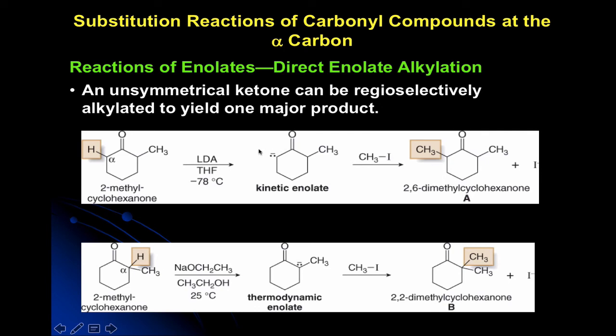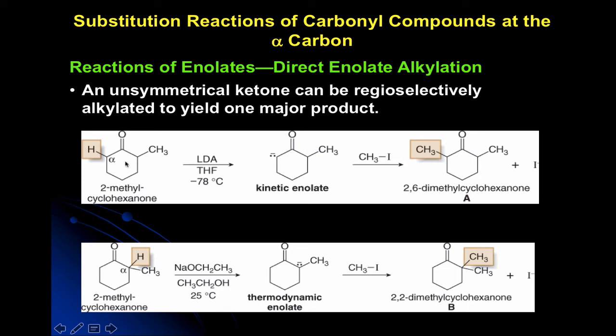And the reason that it's the kinetic enolate is because LDA is fairly big, and so it goes after the most accessible hydrogen. If it tried to remove the hydrogen here, the methyl group would get in the way. So we can generate the kinetic enolate, and then we can use another alkylating agent. In this case, they're using iodomethane, and we can put a new carbon-carbon bond, and we end up with 2,6-dimethylcyclohexanone. Okay, so under low temperatures, very strong bases, and polar aprotic solvents, we can generate kinetic enolates.